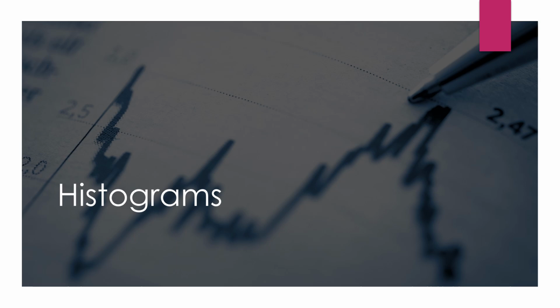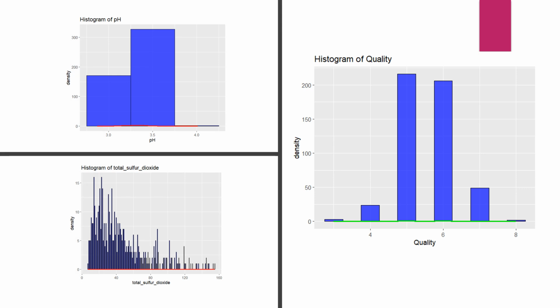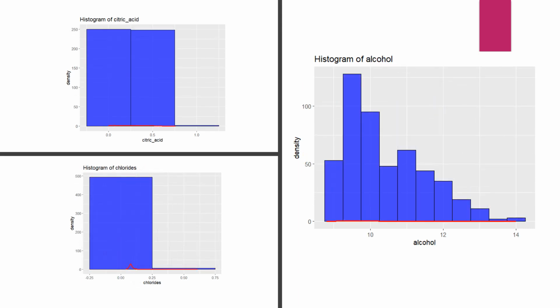Now coming to histograms, here you can see the histogram of pH variable and total sulfur dioxide, as well as a histogram of quality also. In this slide you can see the histogram of citric acid, chlorides and alcohol. I created all these histograms using the red wine dataset only.